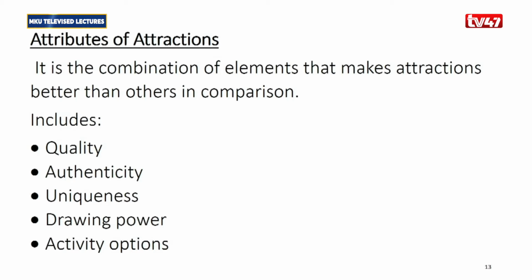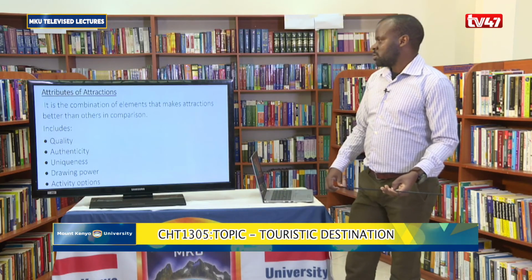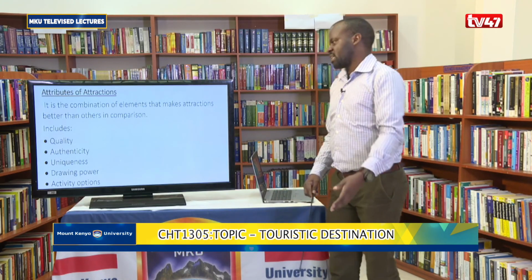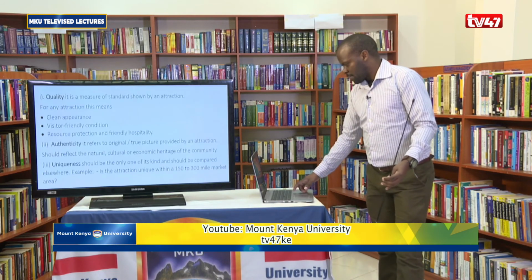So let's look at the attributes. Which are the attributes? One, we look at the quality. Two, authenticity, or how original this kind of attraction is. Number three, we have uniqueness. It's just one of its kind. And then the drawing, or the pulling power of the attraction. It's supposed to motivate people to travel. And then you have activity options. There must be activities involved in a given attraction. So this combination of elements makes an attraction to be considered better as compared to the others in a given locality.